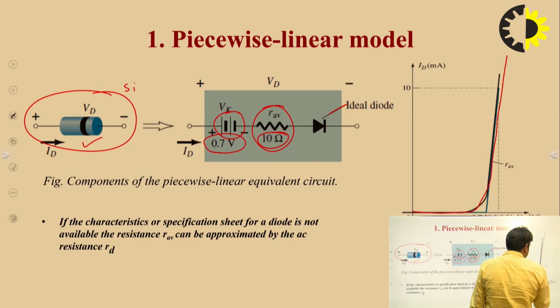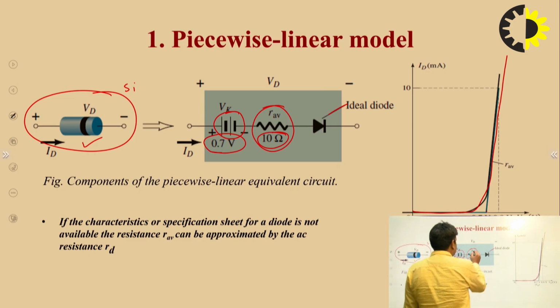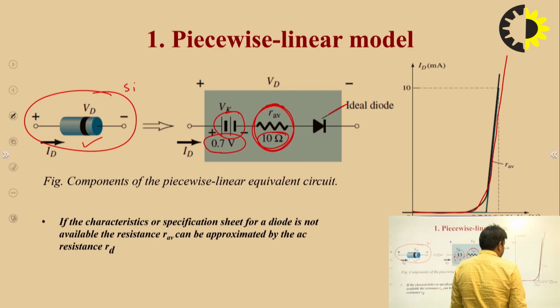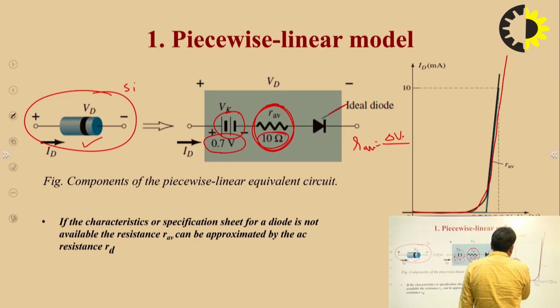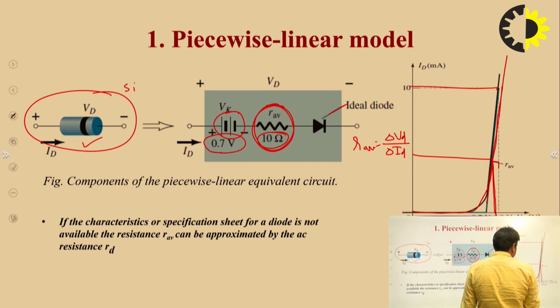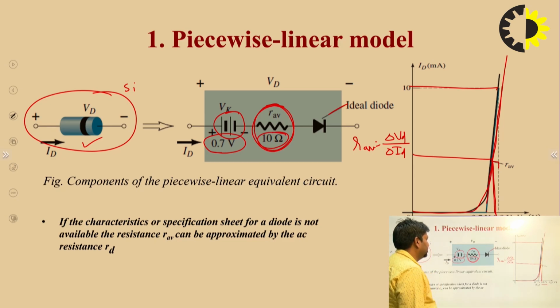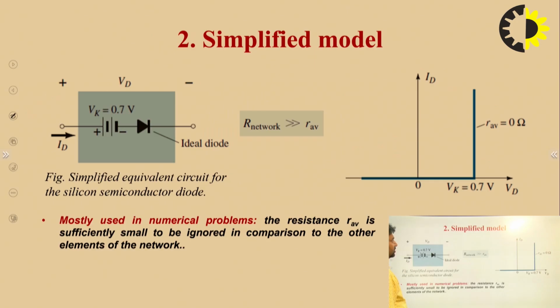I already explained this to you. This is the 0.7 cut-in voltage, and this is the IV characteristics of the piecewise linear model having an R average. How do we calculate it? The average resistance R average is delta VD upon delta ID. We calculate this: the value of this is 0.8, and the value of this is 10. So we can easily calculate the average resistance of that particular diode using the piecewise linear model.